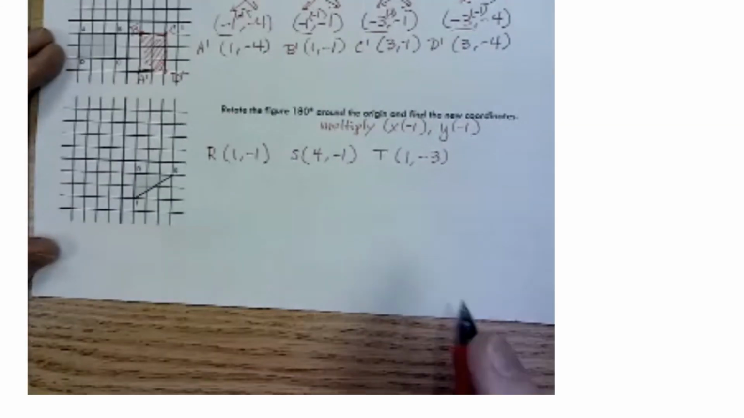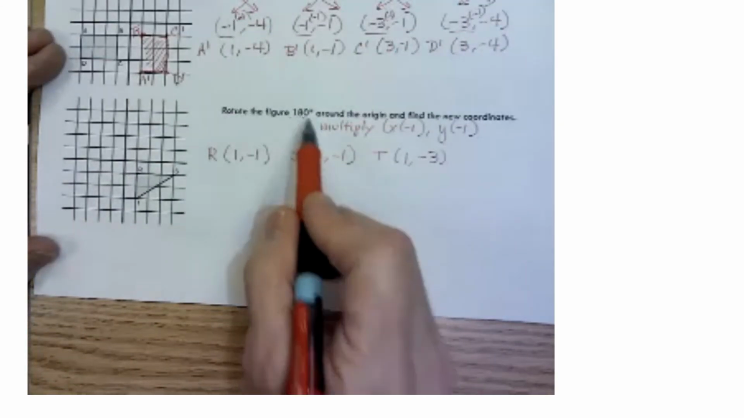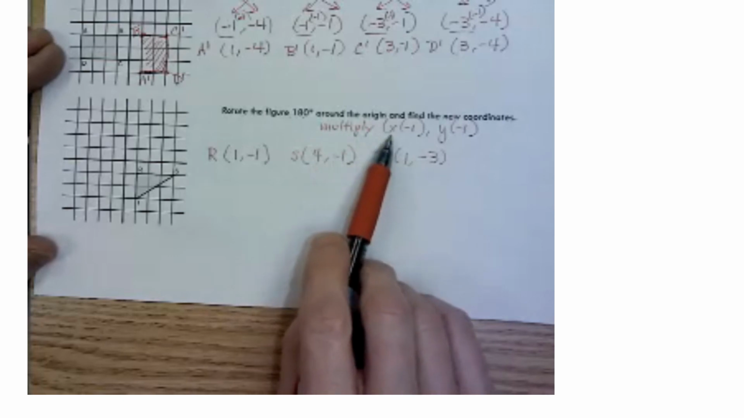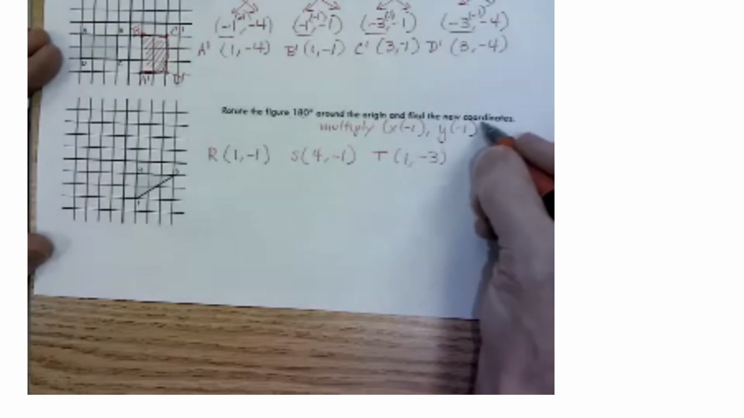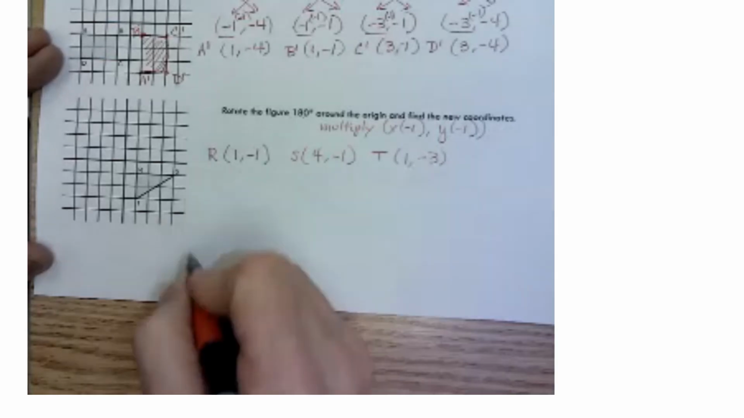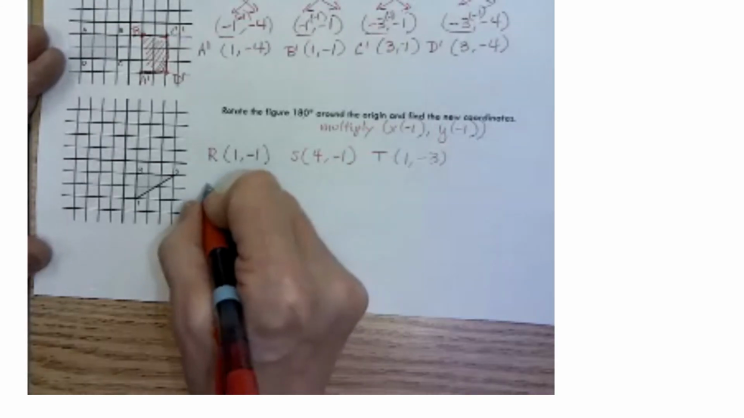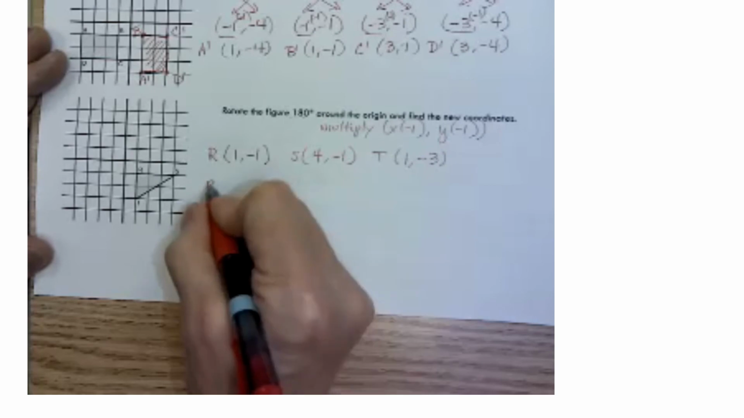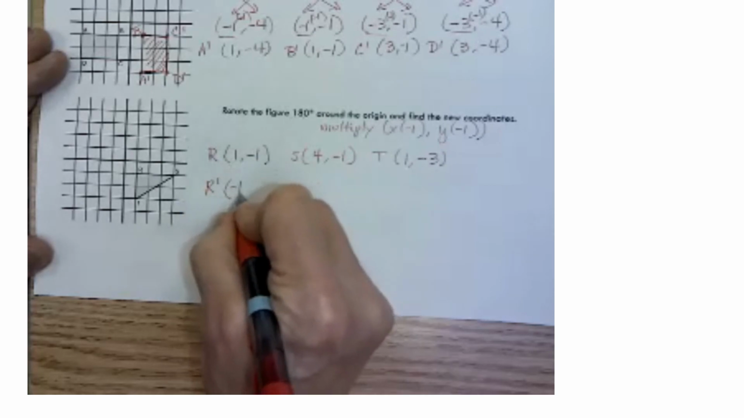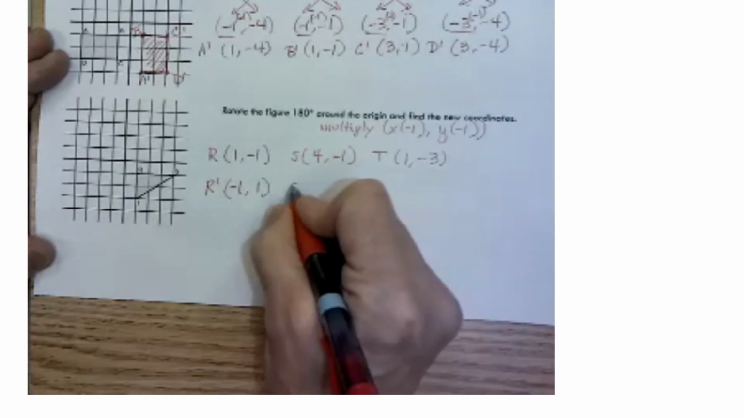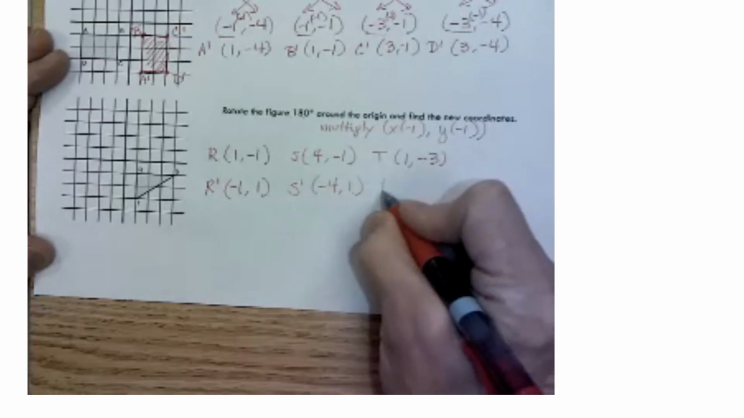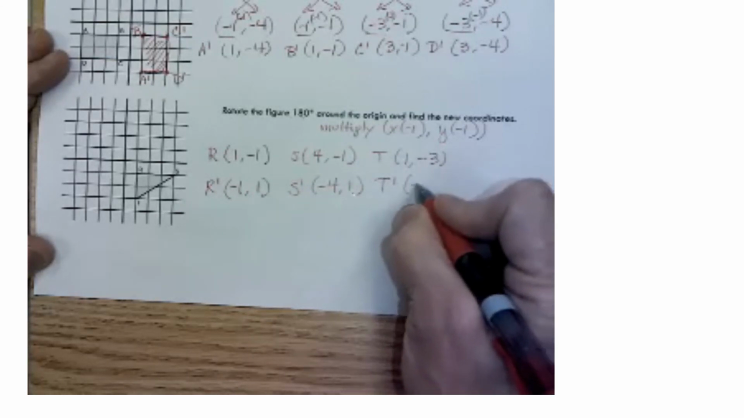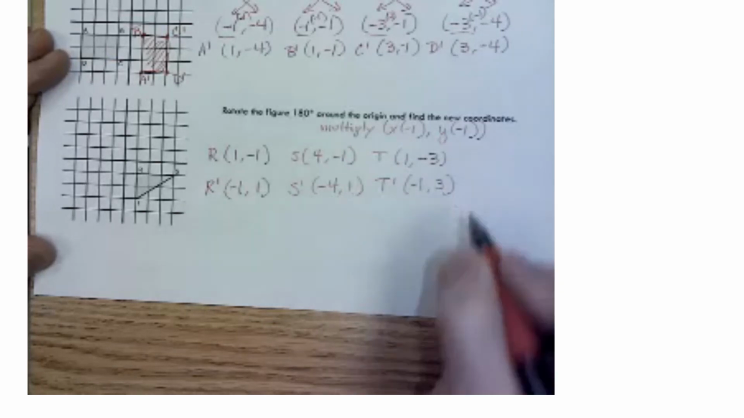For our bottom figure, we're going to rotate 180 degrees. And that means we're going to multiply x by -1 and y by -1 to get our new ordered pair. So all that really means is that we're just changing the sign. So R1 means now I would have a -1, +1. S1 is -4, +1. And T1 will now be -1, +3.